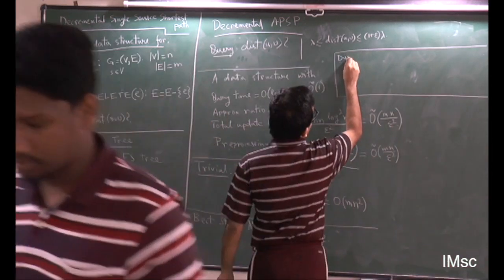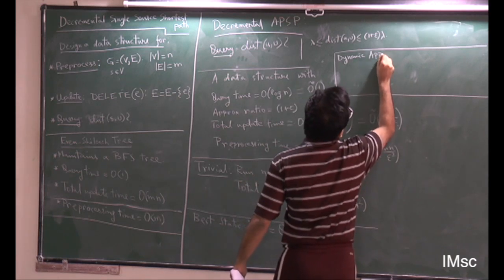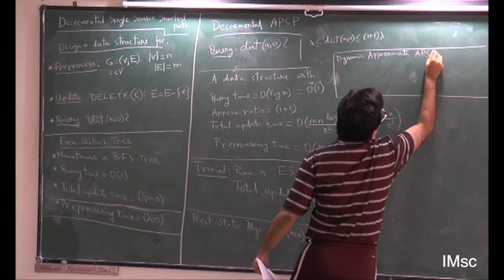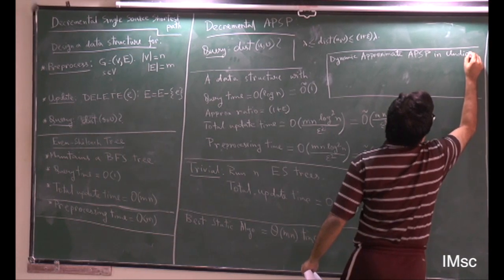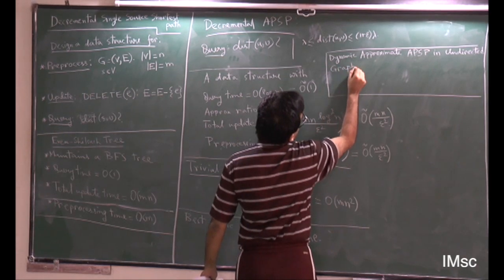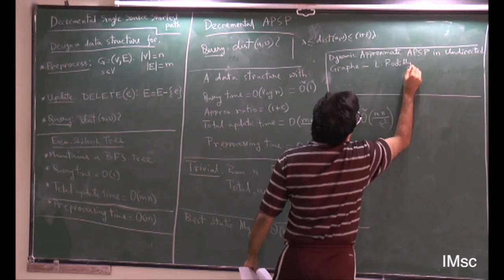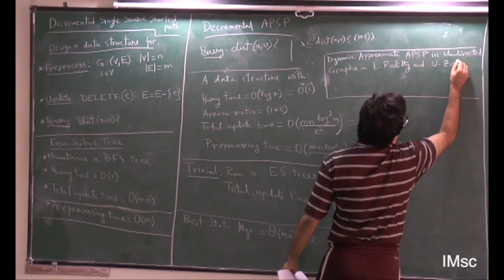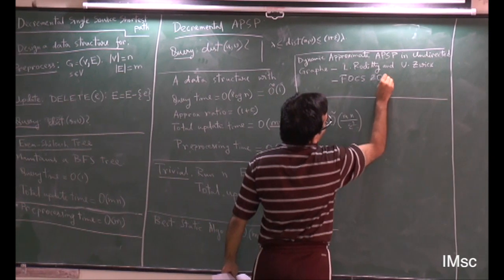Which has this result. It is dynamic approximate all pairs shortest path in undirected graphs by L T is weak 2004.